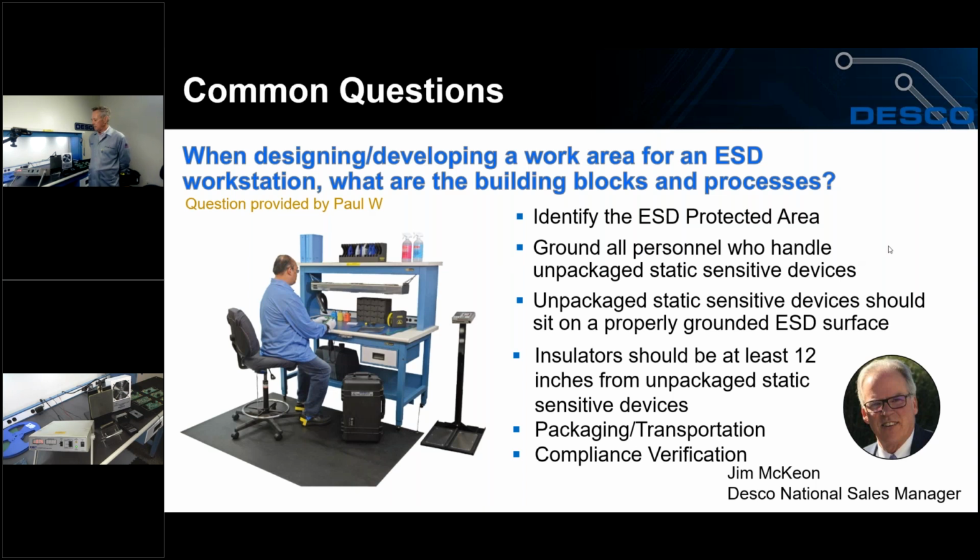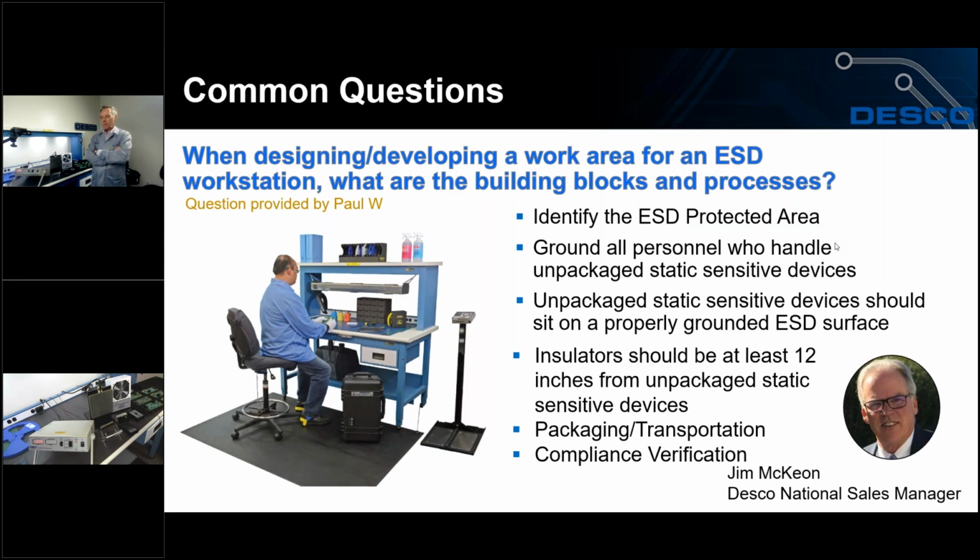The second guideline is unpackaged static sensitive devices need to sit on a properly grounded ESD surface with resistance of 1 × 10⁶ to less than 1 × 10⁹. So you're talking about some kind of an ESD work surface. It could be the bench system could have an ESD laminate. It could be a mat of some sort, but we want to ground the person and ground the product. And if neither of those have a charge on them, then there can't be any discharge, the D in ESD.